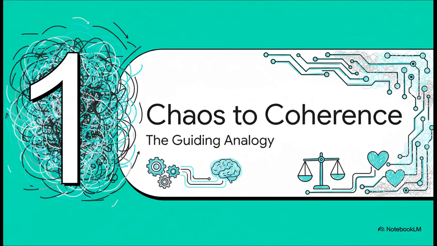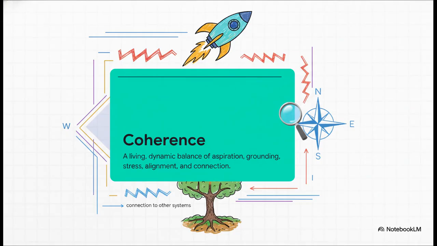This is the main metric the system uses to basically check in on itself, to measure its own health and stability. Now, what's so interesting here is how they define coherence. It isn't just some static number on a dashboard. The spec calls it a spiritual reading, which is pretty unique. It's this living, breathing balance between aspiration, where the system wants to go, and grounding, which is its connection to what's actually real. It even factors in stress, alignment, and its connection to other systems.